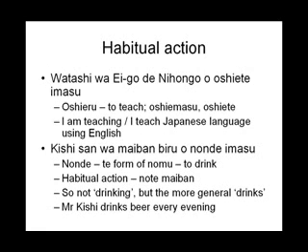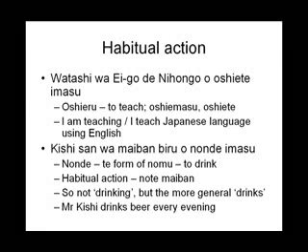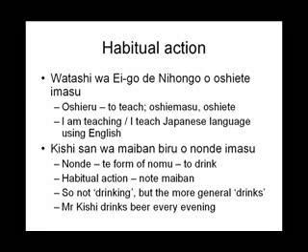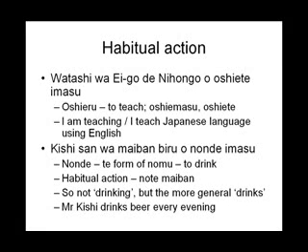Look at the next sentence. Kishi-san wa maiban biru wo nondeimasu. Nonde is the te form of nomu, meaning to drink. Nonde is also an example of the te form not ending with te all the time. This verb ends with de. Nondeimasu means drinking. The rest of the structure is known to you from previous lessons.